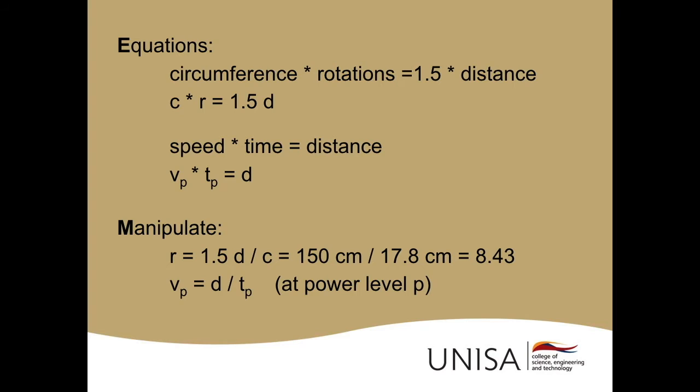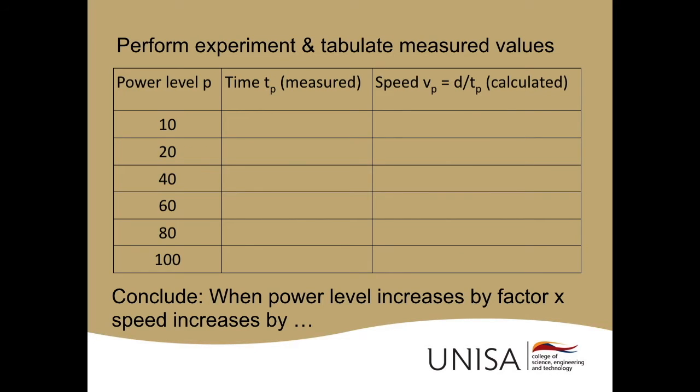Okay, so now we need to perform the experiment. We know everything that we need to measure and we need to tabulate our measured values. So we pick different power levels. Here I've just picked 10, 20 and then went on in steps of 20, so 40, 60, 80, 100.